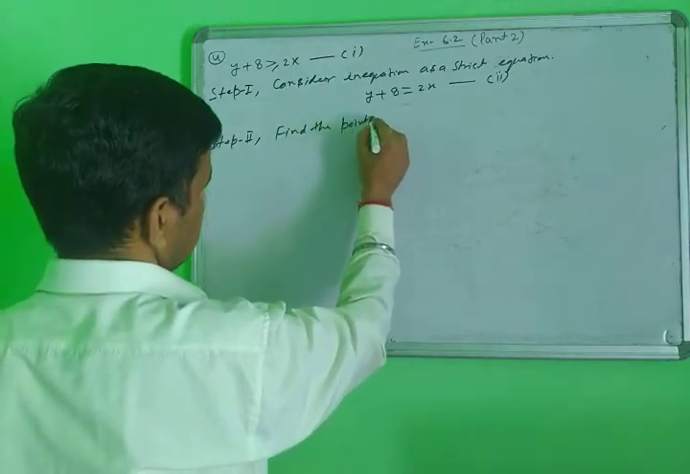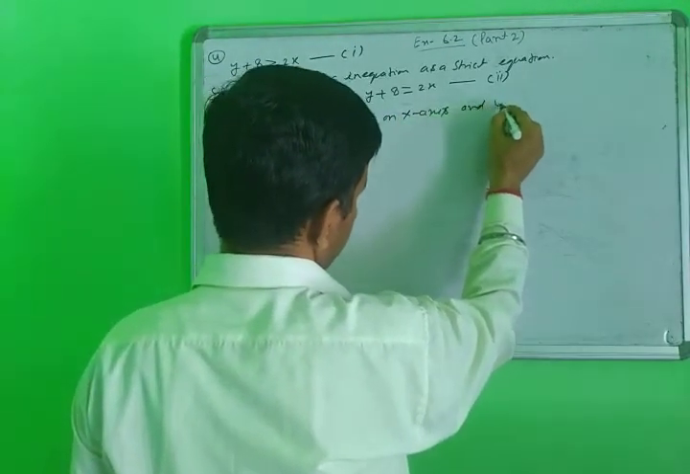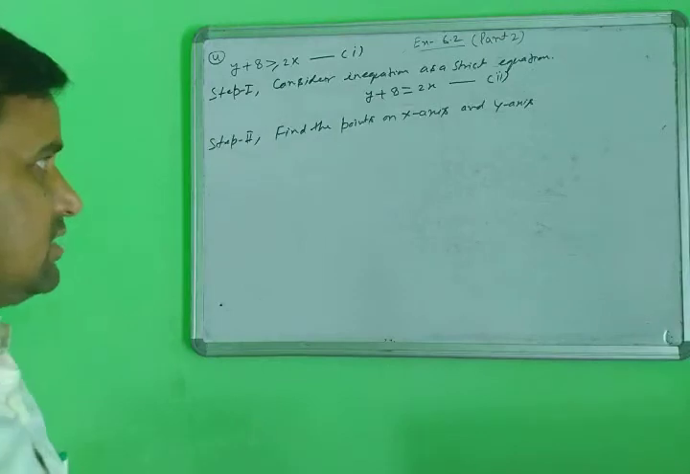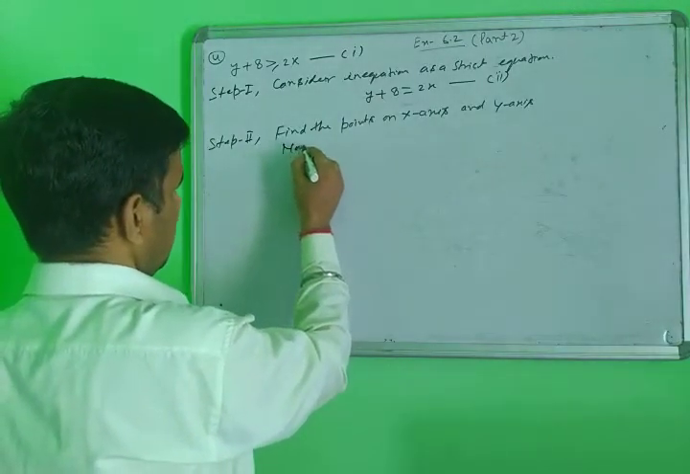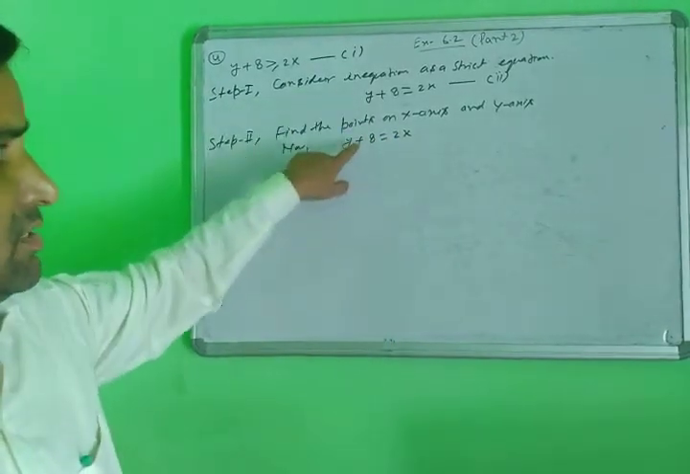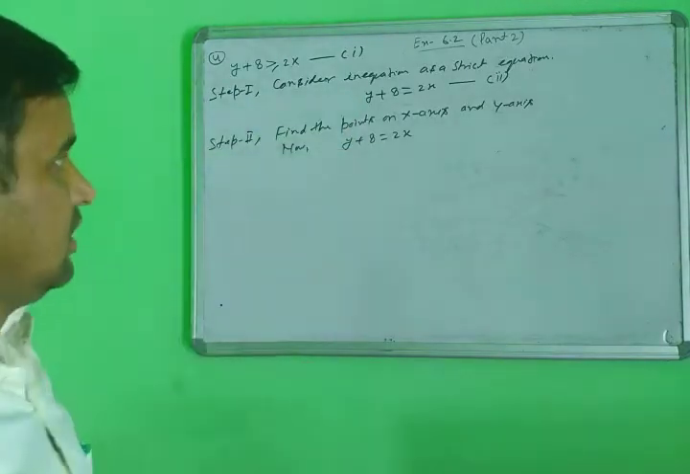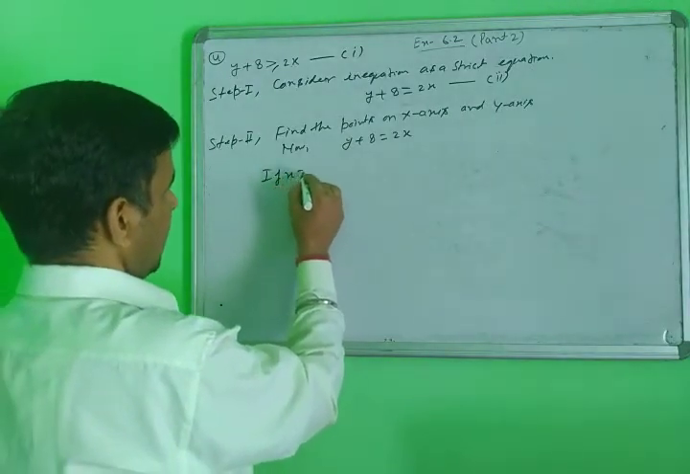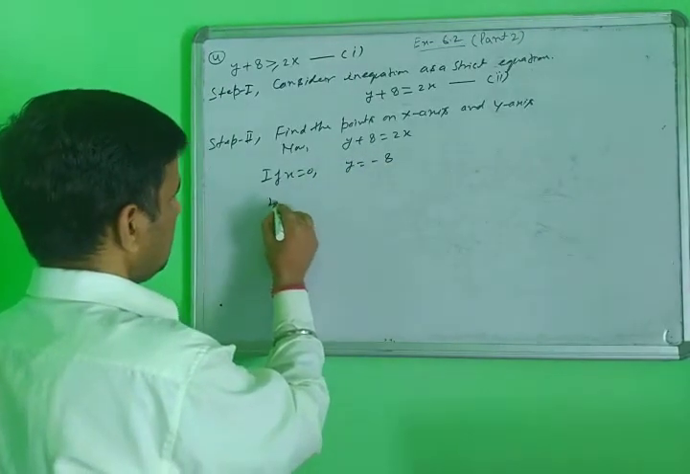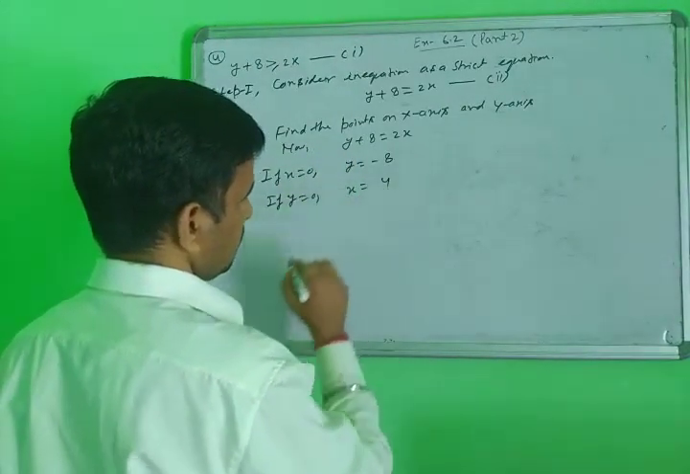Find the points on the x-axis and y-axis. Now y plus 8 equal to 2x. With the help of this equation you find the points. If x equal to 0, then the value of y equal to minus 8. If y equal to 0, the value of x equal to 4.